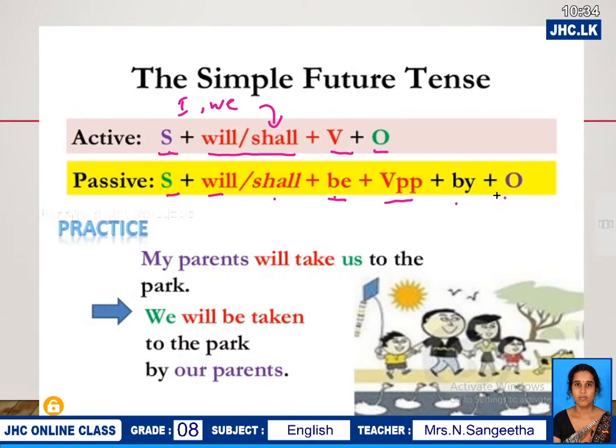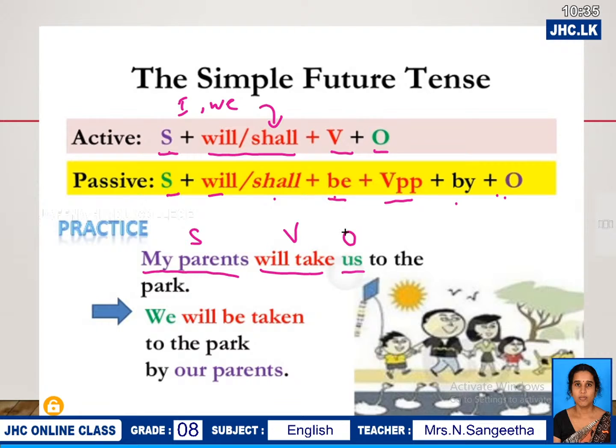Right. My parents will take us to the park. Who? My parents. Subject. My parents. What will they do? They will take. What will they take, does not come here. Whom will they take? Us. So the object is us. To the park and the rest will not remain. Keep it as it is. No problem. Right?